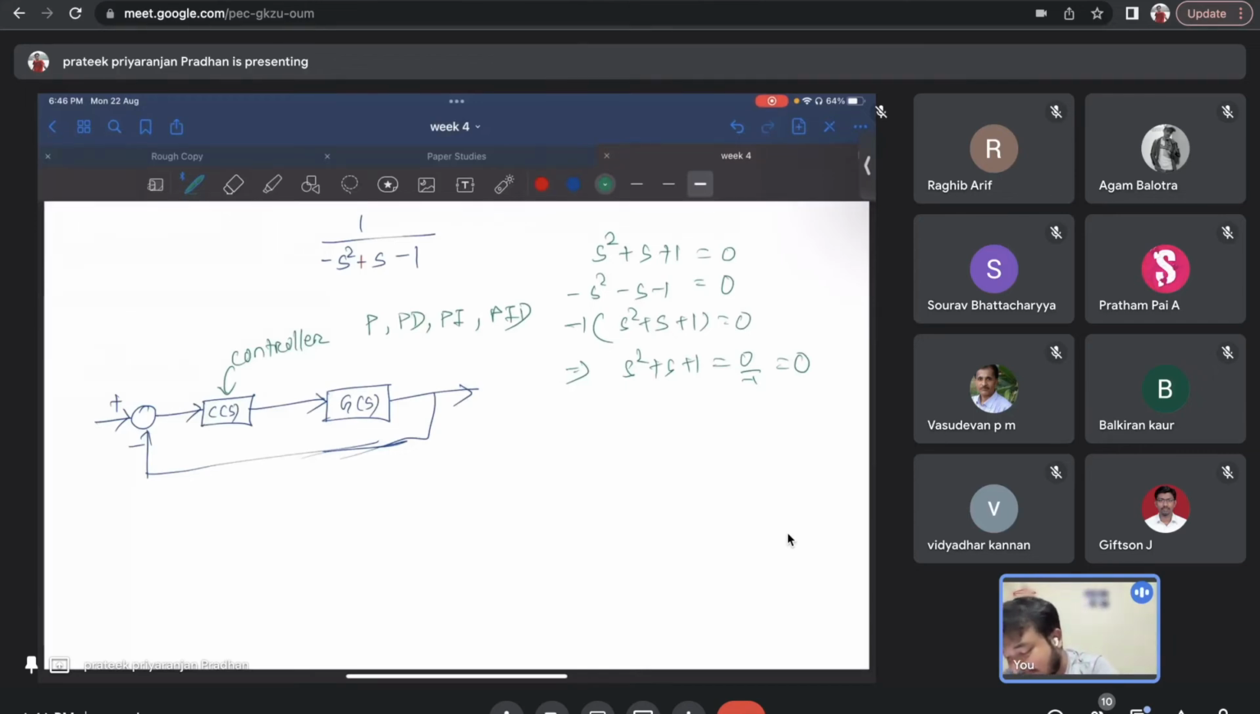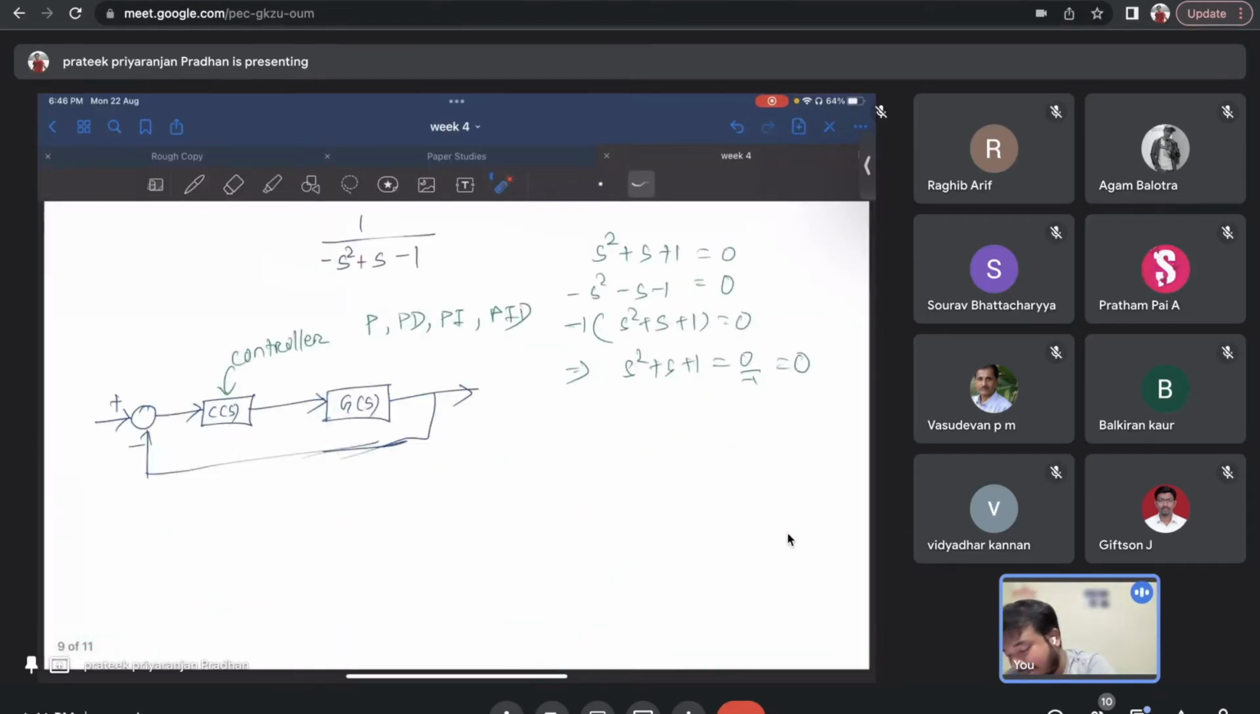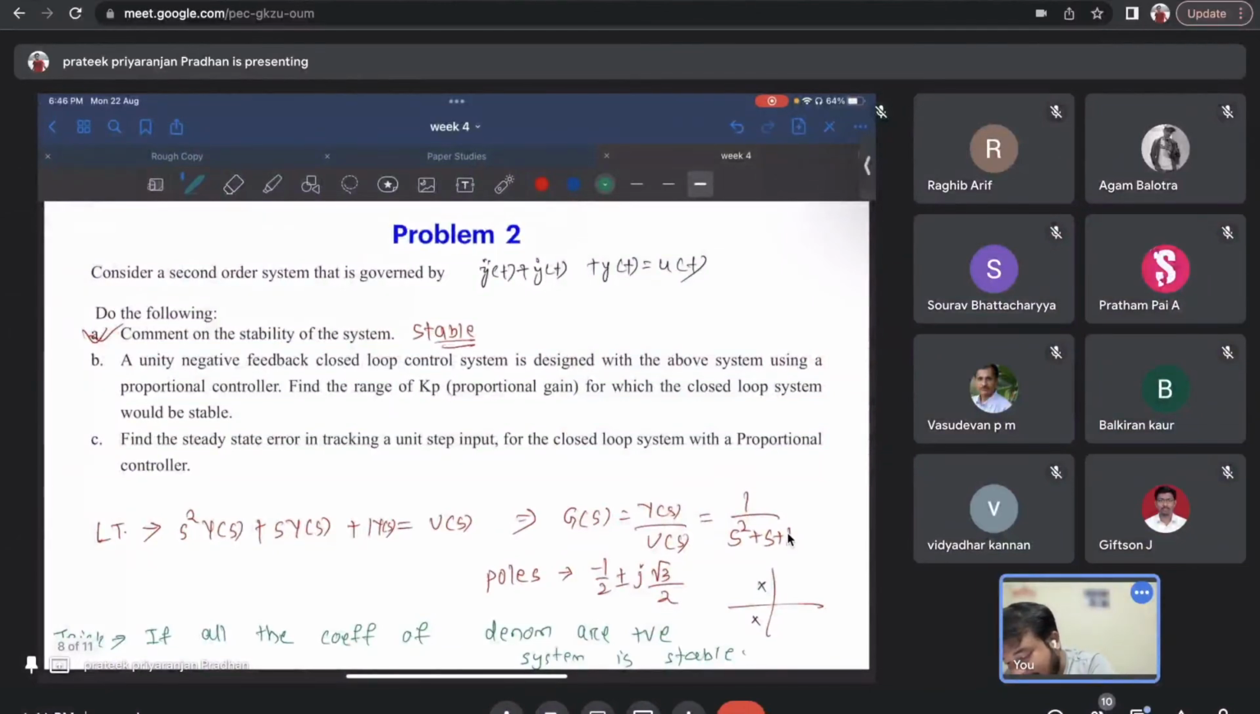So the question says my controller is proportional only. That's why I can write C of S is equal to Kp only. I don't have anything else. I don't have the derivative term nor the integral term. No S, no 1 by S. Simple, Kp. Then the question says, find the range of Kp for which the closed loop system would be stable.